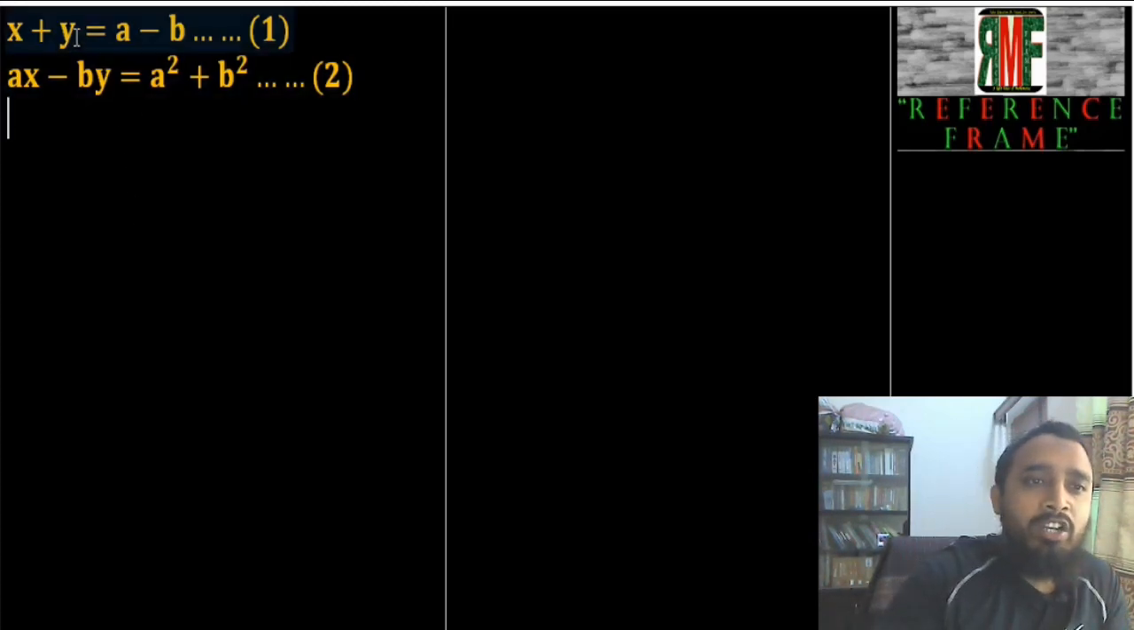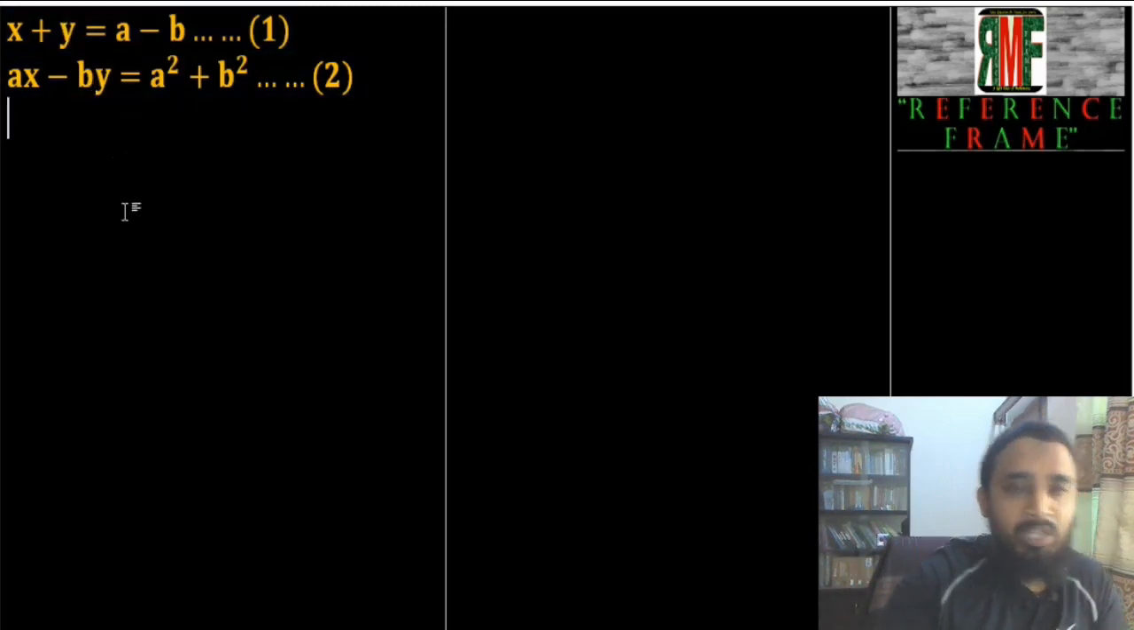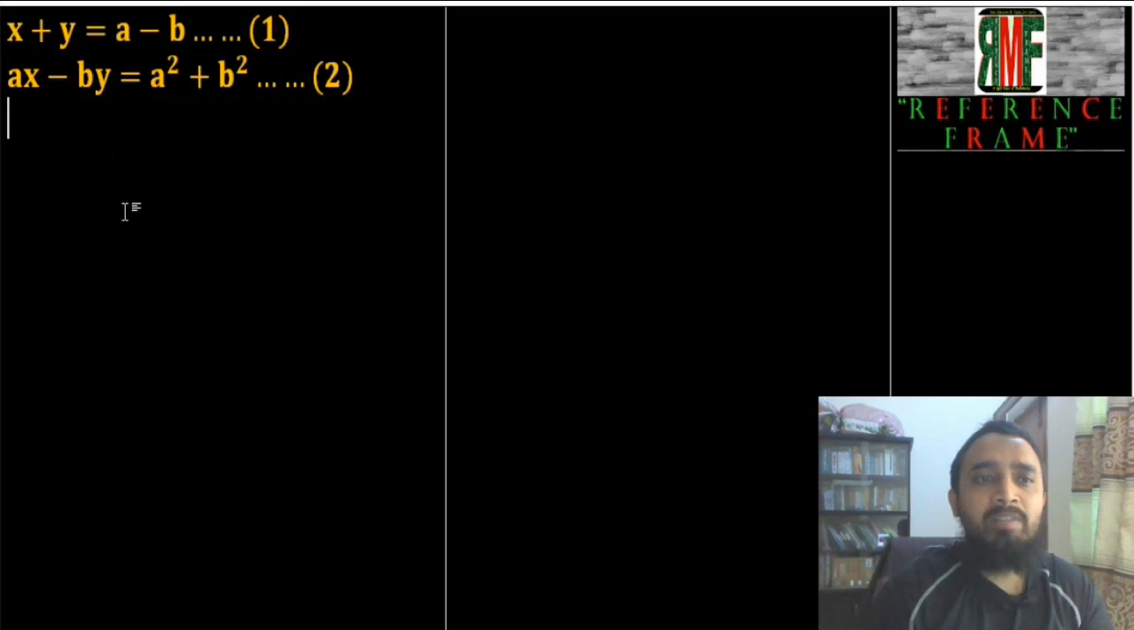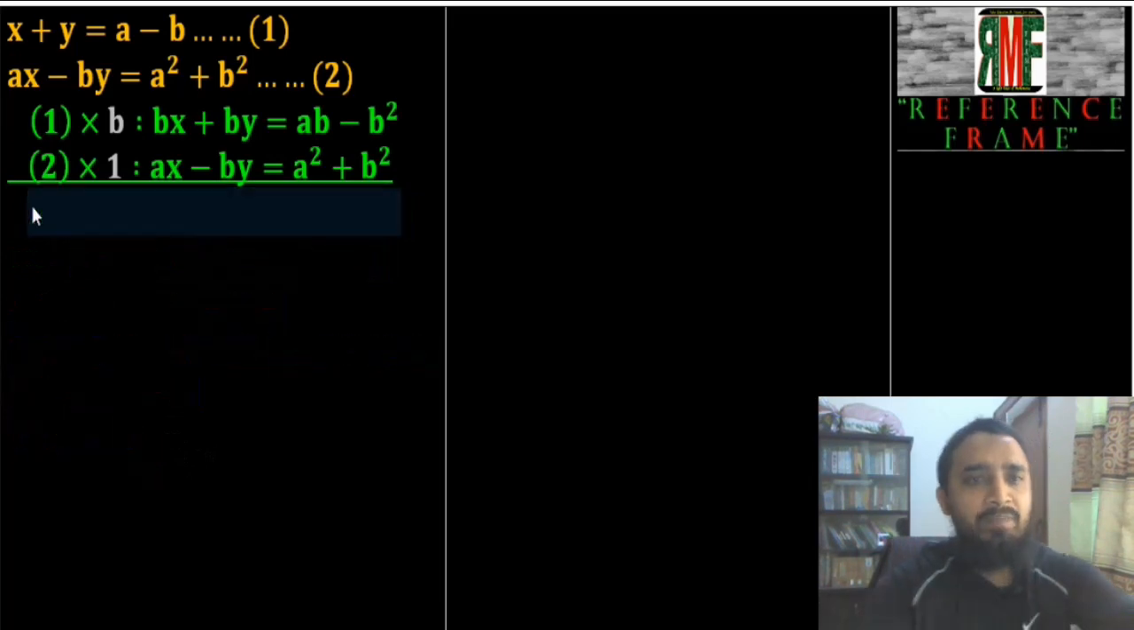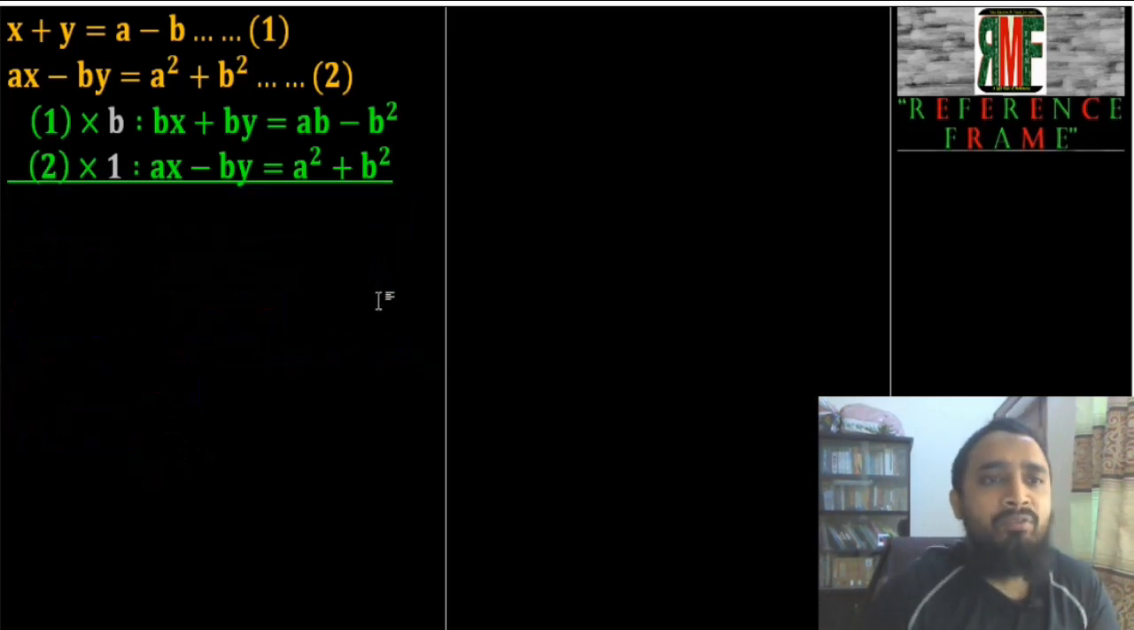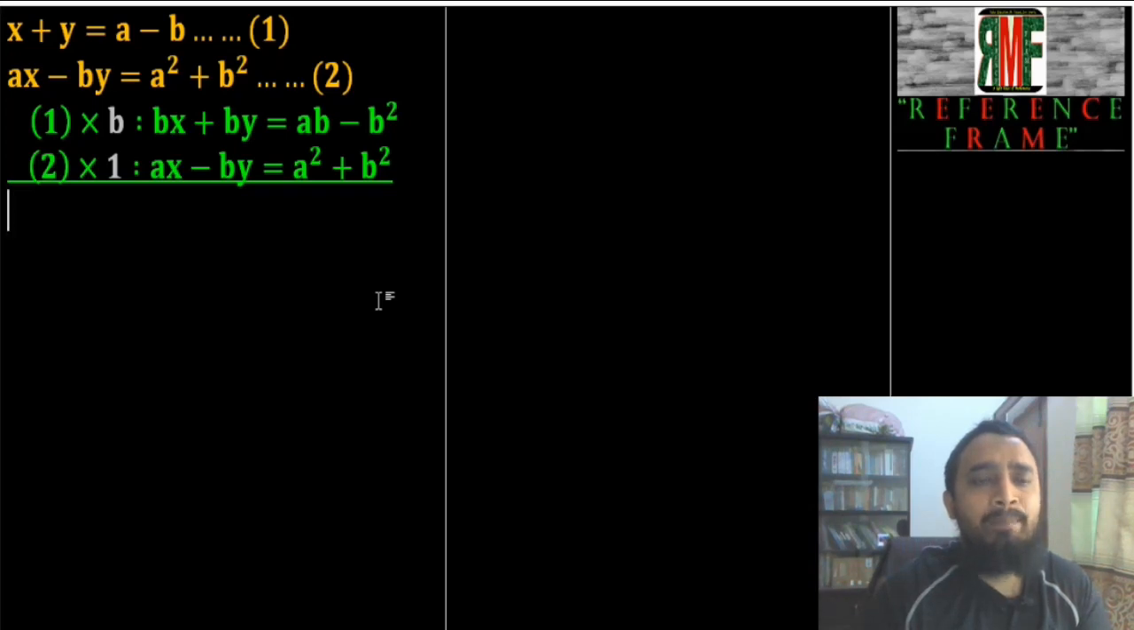So all I need to look here, the coefficient of y is 1, and in this case b. So we just need to multiply the first equation with b and the second one with 1. In that case we can fulfill our second step, that we need to equalize their coefficient. Okay, let us do that. So look, by doing that, if we multiply the first equation by b, we're gonna have a situation bx plus by is equals to ab minus b squared, as you can see in the screen.